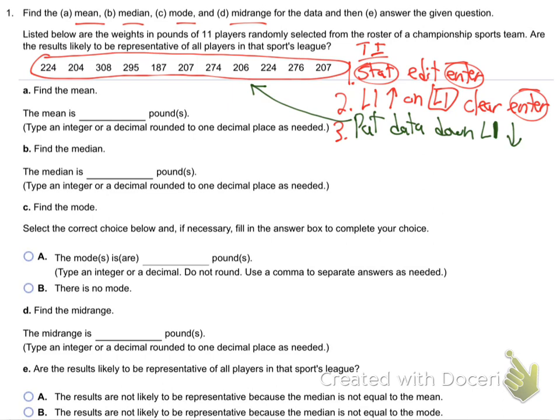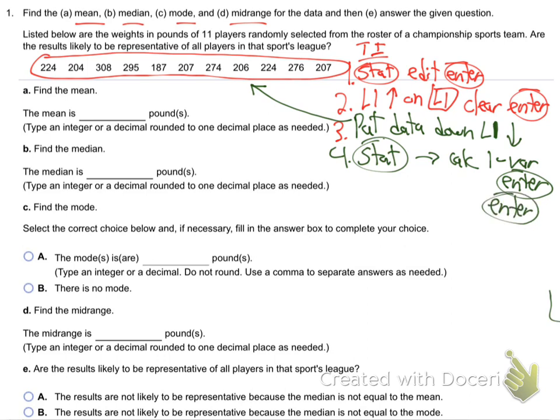Okay, once you've got them in there, hit enter at the end. Well, you don't have to hit enter at the end. It doesn't matter. Now, step 4, hit stat again and go over to calc. You'll be on one variable, which is what you want, and hit enter. Then hit enter one more time when it pops on the screen, and you'll get a bunch of data.